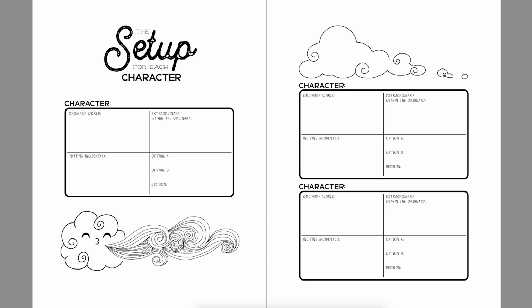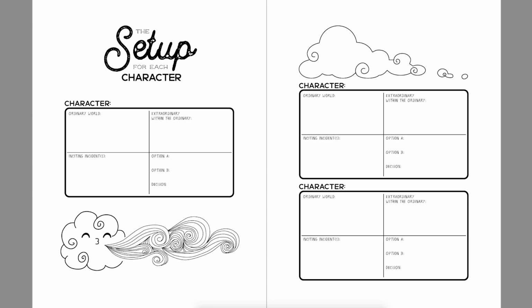So the protagonist, the antagonist or maybe even the antagonistic force, and any point of view characters. Those are the ones that I recommend. For each character, you're going to figure out what is the ordinary world, what is the extraordinary within the ordinary, what is the inciting incident or inciting incidents, what is option A, what is option B, and what is the decision. I've talked about this regarding Katniss Everdeen in the Hunger Games, so I'll do a couple of examples of this because I know this could be new material for some people.